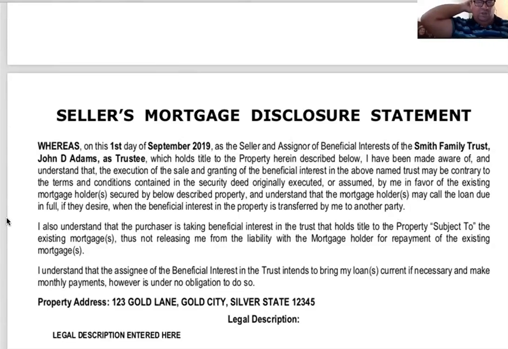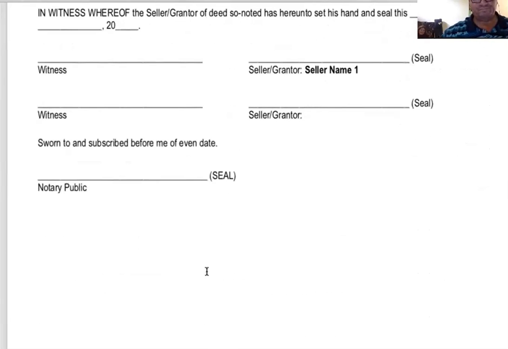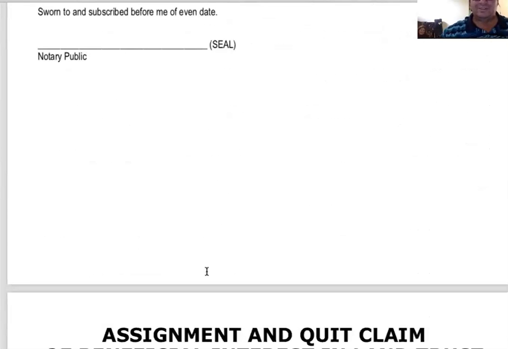I also understand that the purchaser is taking beneficial interest in the trust that holds title to the property subject to existing mortgages, thus not releasing me from the liability to the mortgage holder for repayment of existing mortgages. I understand the assignee of the beneficial interest intends to bring my loans current if necessary and make monthly payments. However, no obligation to do so. I'm going to tell you, if you're taking a property subject to and you told them that you will, you better damn well make those payments, or else I will hunt you down.